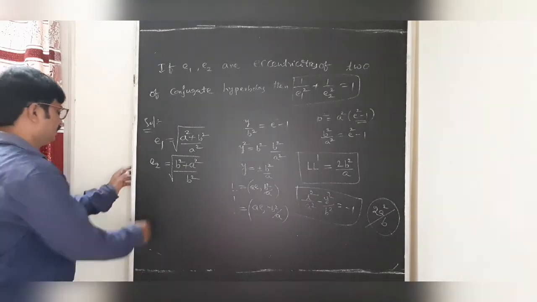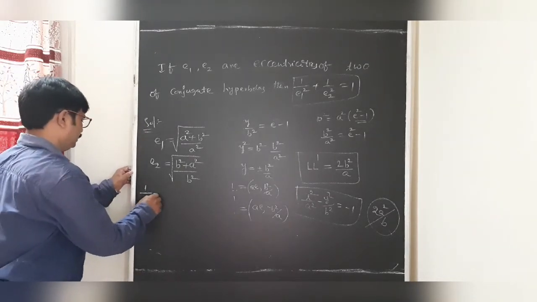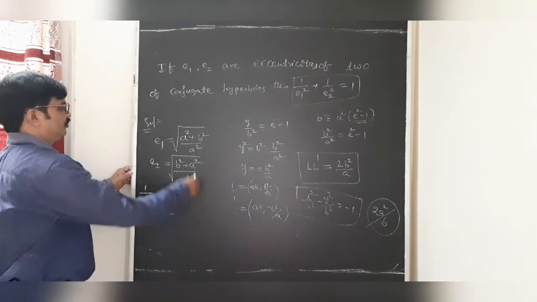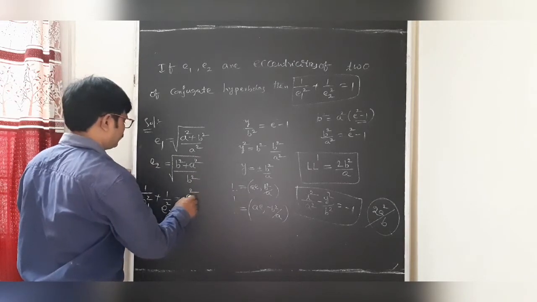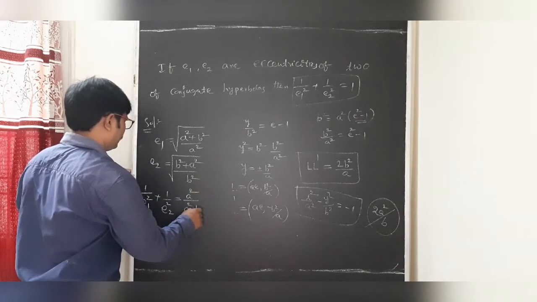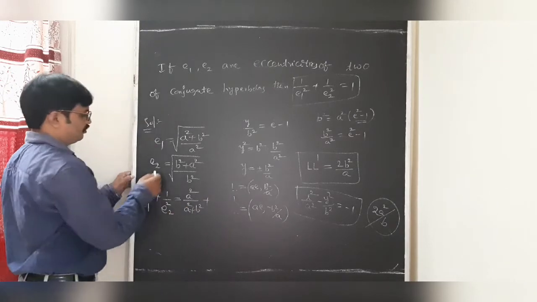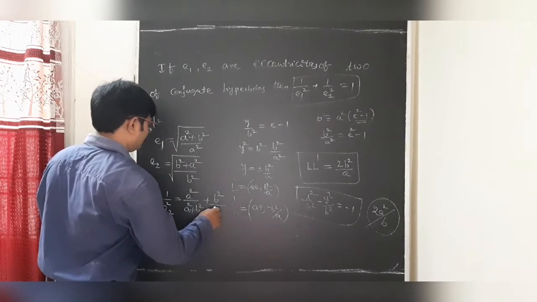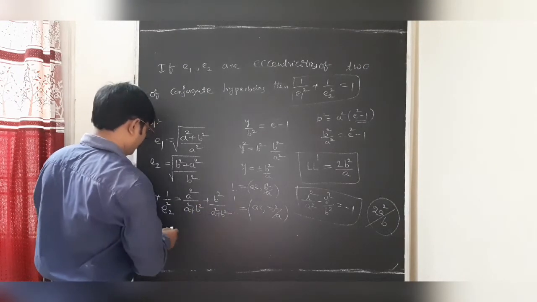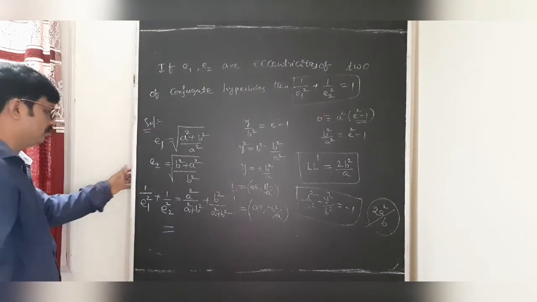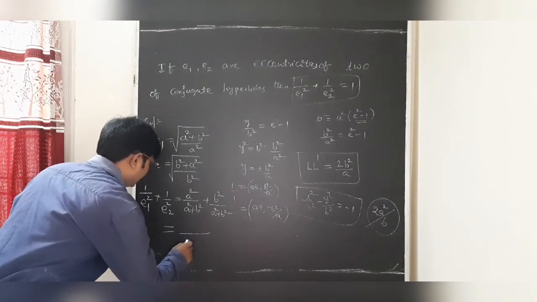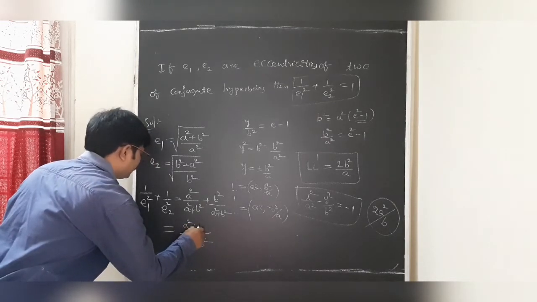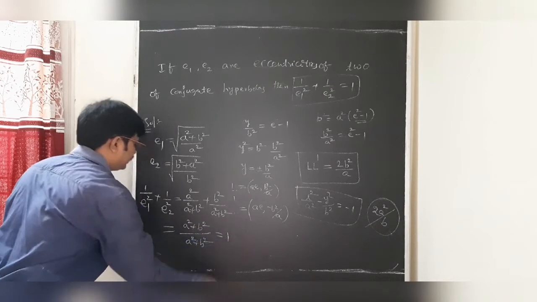Now we have to find 1 by e1 square and 1 by e2 square. 1 by e1 square is a square upon a square plus b square. 1 by e2 square we can write as b square upon a square plus b square. Here the LCM we take as a square plus b square. So this is a square plus b square, which will be taken as 1.